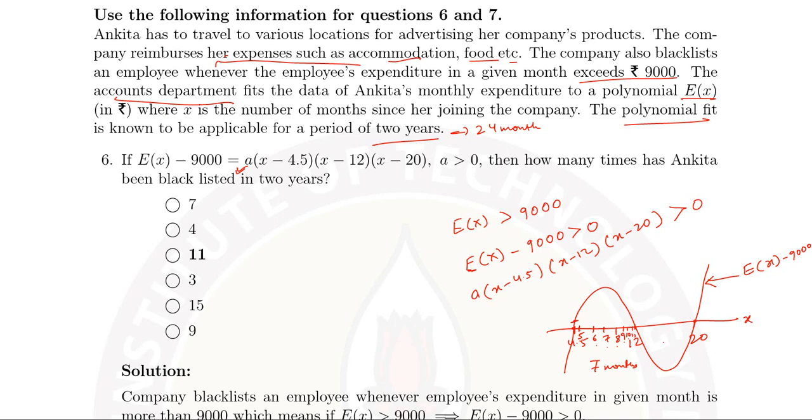And over here at this region we see that E of X minus 9000 is lesser than 0, so we don't have to consider this region. Okay. Now again over here, after the 20th month, the next months included are 21, 22, 23 and 24, which accounts for another 4 months. So altogether in 11 months in total she will be blacklisted 11 times in 2 years.